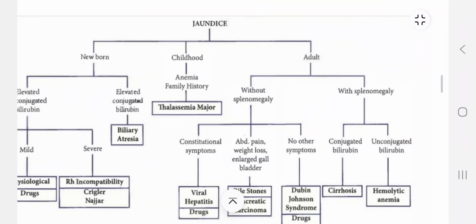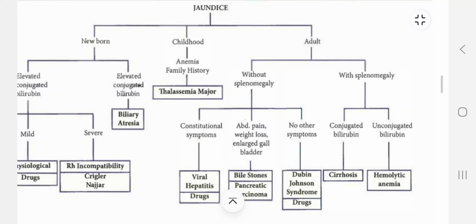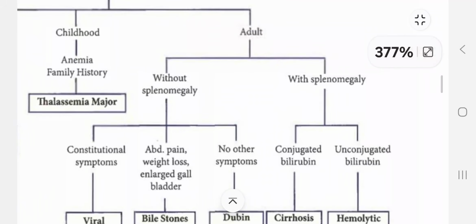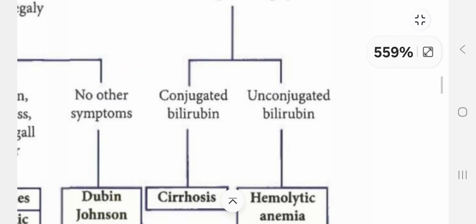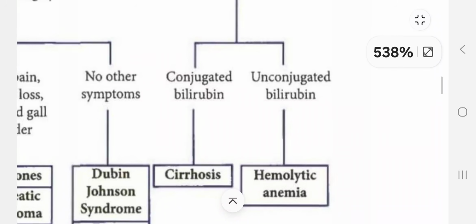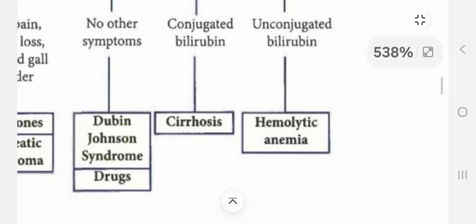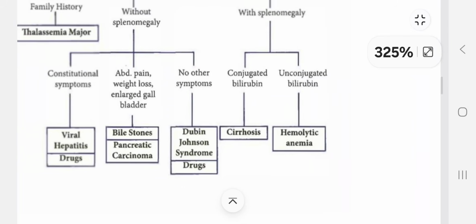In case of childhood jaundice with anemia and a family history, there may be chances of thalassemia major or hemolytic anemia. In case of an adult, it can be further classified as without splenomegaly or with splenomegaly. With splenomegaly, it can be conjugated or unconjugated bilirubin. In case of conjugated bilirubin, it is cirrhosis, and in unconjugated bilirubin, it is most generally hemolytic anemia.